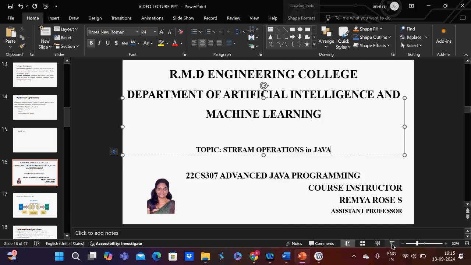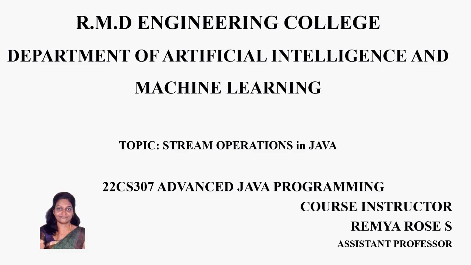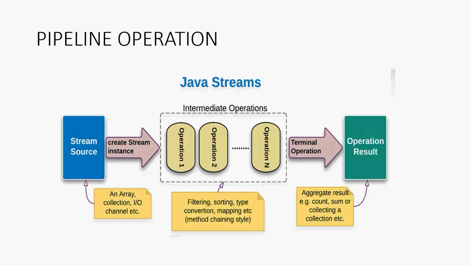And in this video, we will be discussing the stream operations in Java that come under the subject Advanced Java Programming with the subject code 22CS307. In the previous video, we saw the basics of stream, where we discussed the definition of stream, the importance of stream, the different ways we can create streams, and then we just saw the gist of what the different operations concerned with stream are.